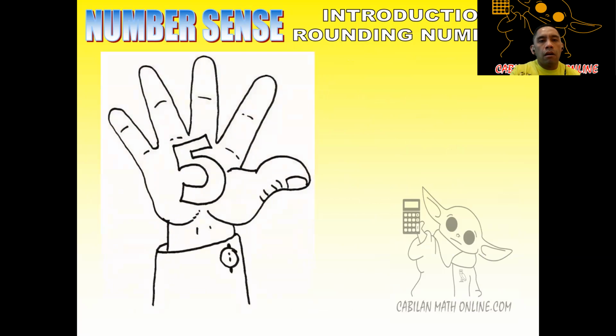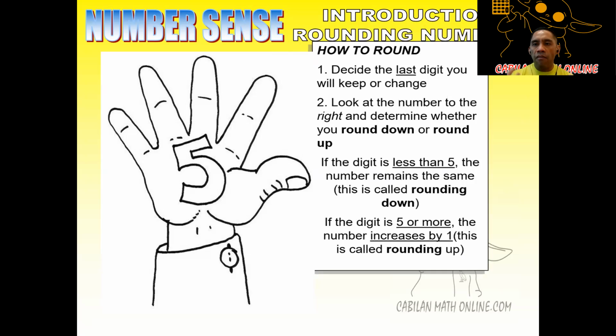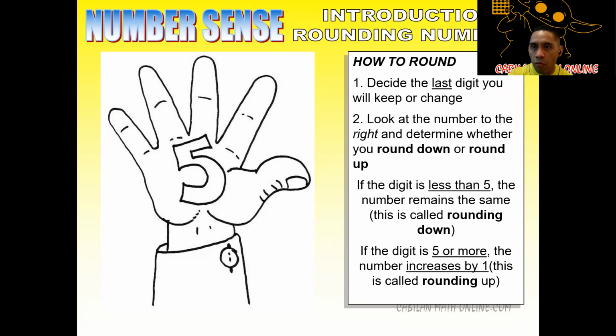Okay. Now, the number that we need to focus on when we are rounding is the number 5, because the number 5 tells us whether we should round the number up or round it down. The number 5 serves as a reference point because depending on what the digit is, that's going to determine which direction, up or down, the number is going to go.